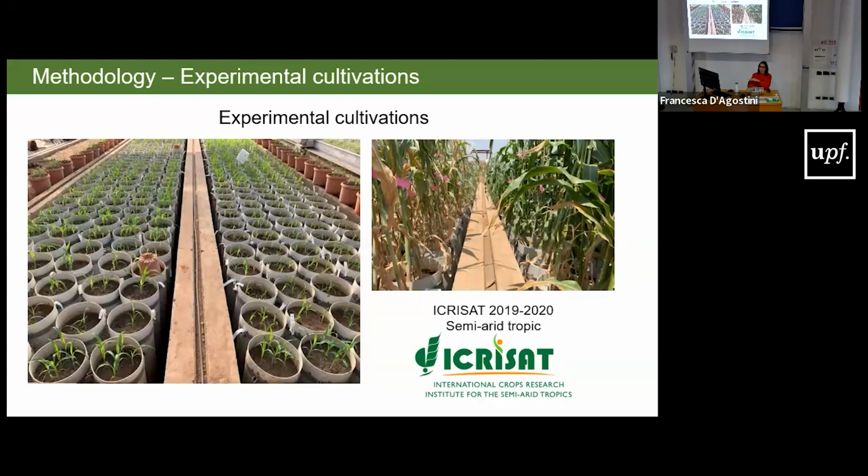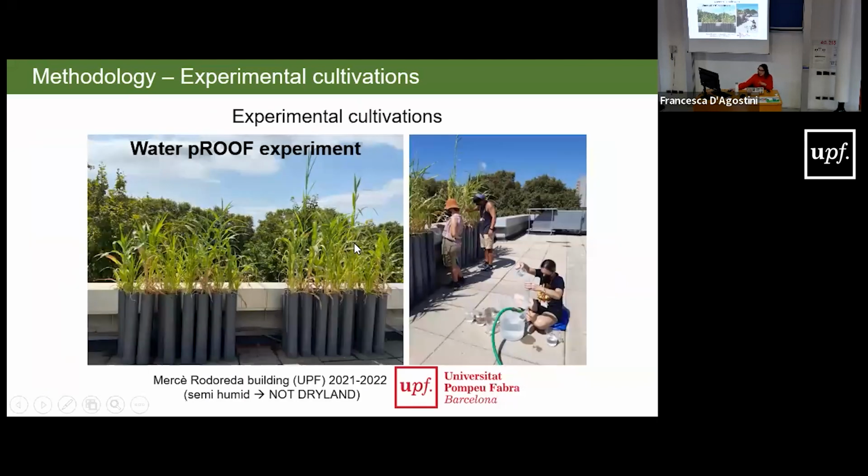Because of this, I conducted numerous experimental cultivations in different areas of the world with different crops. So I did 2 experimental cultivations in the ICRISAT Research Center, in central India, but I also conducted this experiment here in Barcelona, thanks to the funding provided to me by the Center for Study on Planetary Wellbeing. So basically, we built here at the UPF from zero an experimental station on the rooftop of the Mercè Rodoreda building. And essentially, this experimental station consists of a series of lysimeters and also a series of planters.